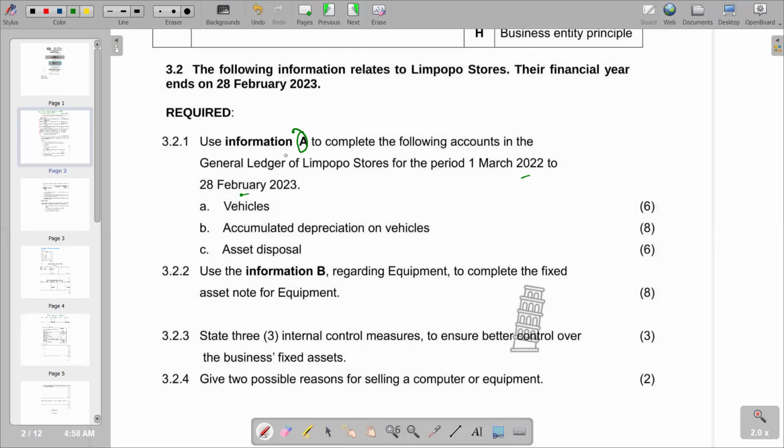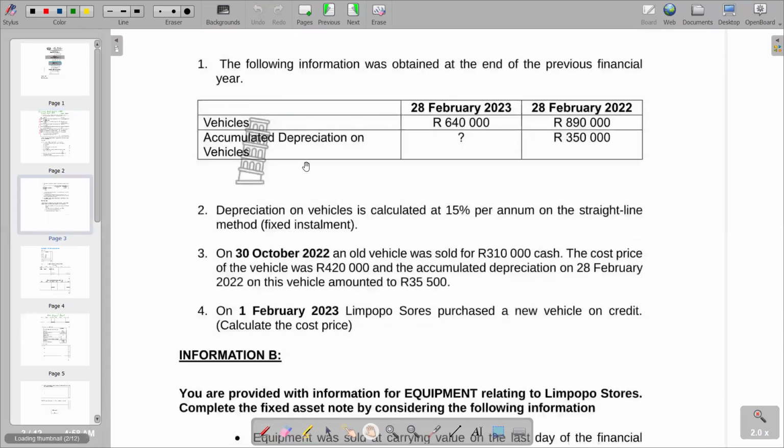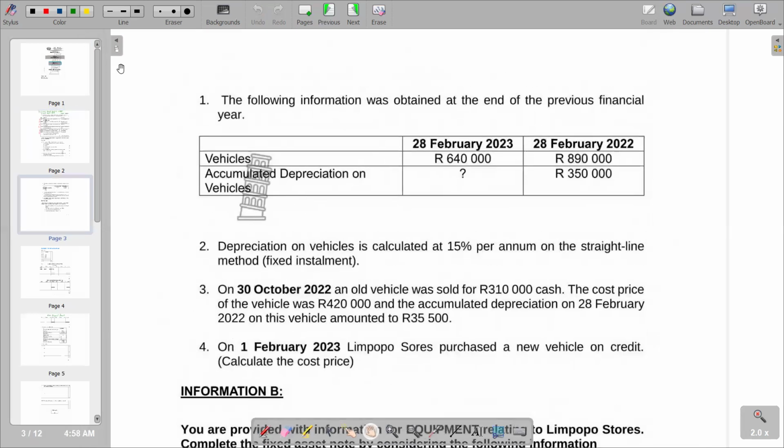So we go to information A to see what we are using to prepare this. This is our information A. It says the following information was obtained at the end of the previous financial year. We are given vehicles, accumulated depreciation on vehicles, and a column for 28 February 2023, which is the current year, and 28 February 2022, which is the previous year. Note 2 says depreciation on vehicles is calculated at 15% per annum on the straight line method. So it is very important to take note of the method of calculating depreciation.